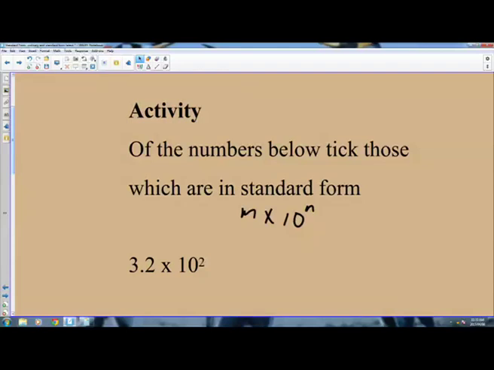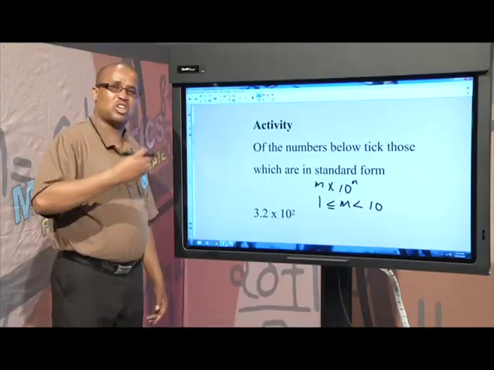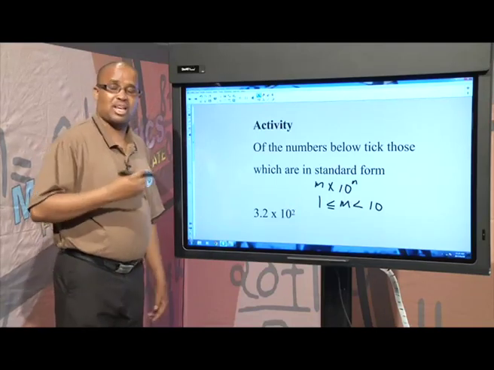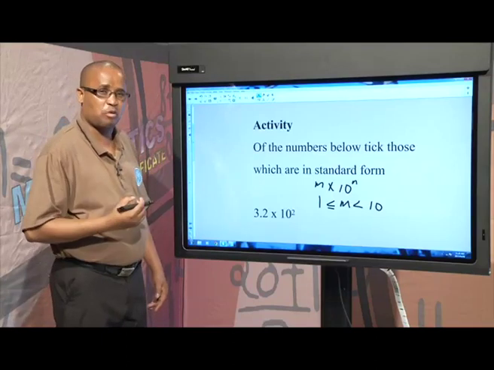And then the value of m should be within the range 1 is less than or equal to m, which is less than 10. Here 1 is inclusive, but 10 is strictly not included. This is simply saying there should be only one digit before the decimal point. Then that's when you can conclude that this number is in standard form.